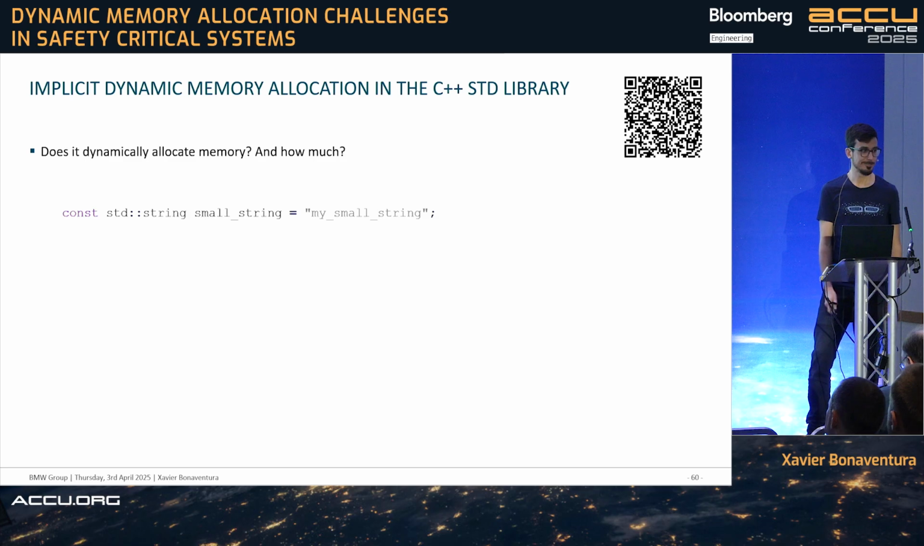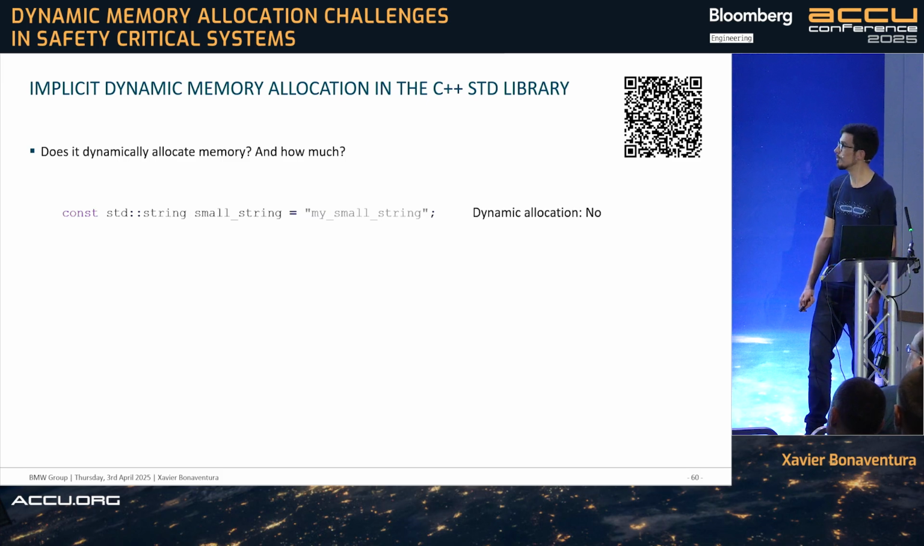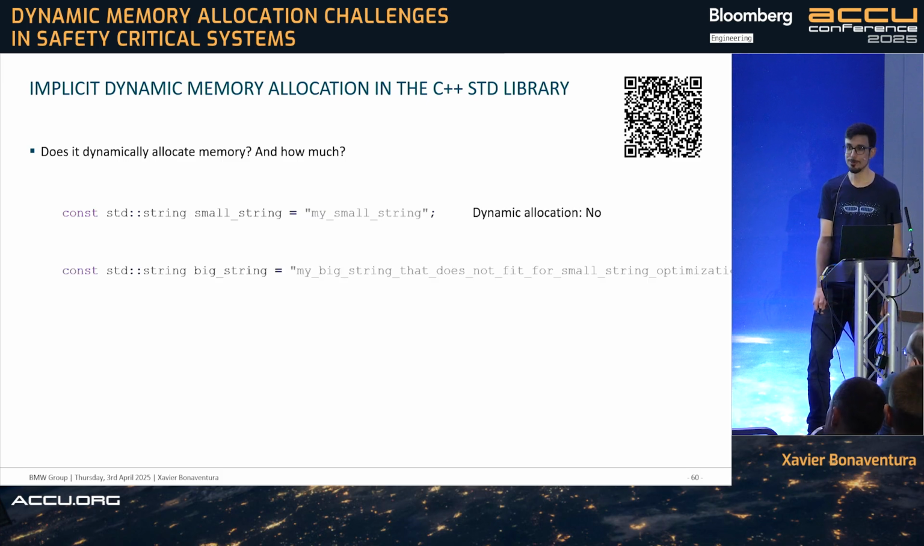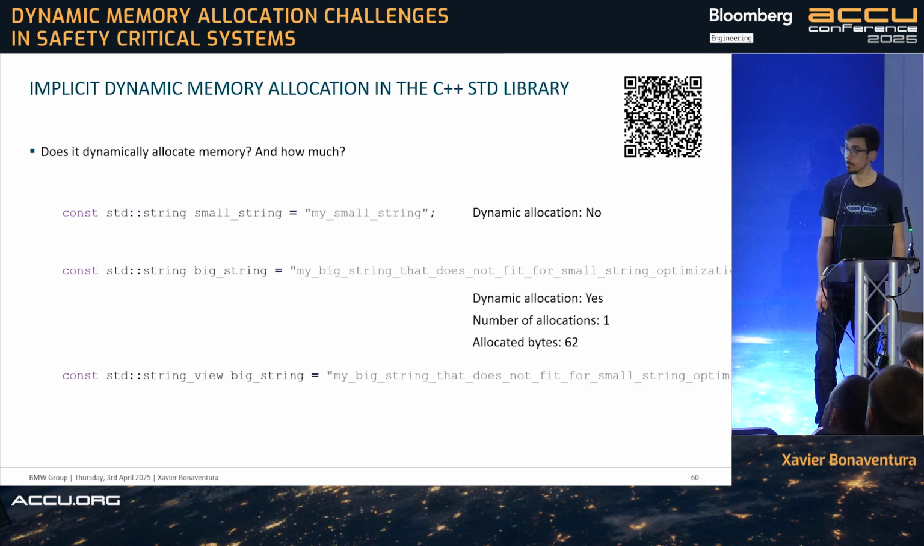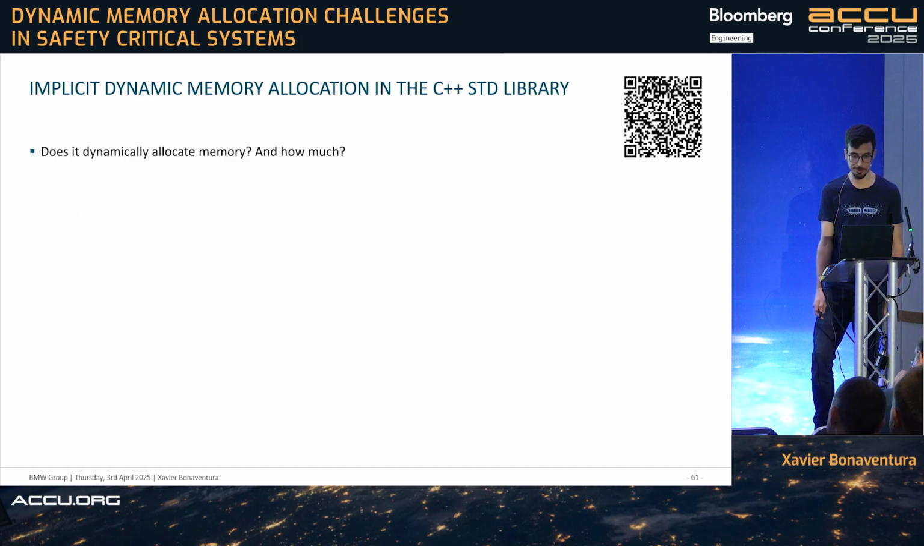std::string, the smallest string. Does it allocate in my machine? In my machine, no. What about a big string that does not fit in the screen? It allocates one allocation, 62 bytes. I also put you here the QR code. You will then have the examples there, and you could also extend it if you want. What about a string_view of a string that does not fit in the screen? No. That goes onto the static storage.